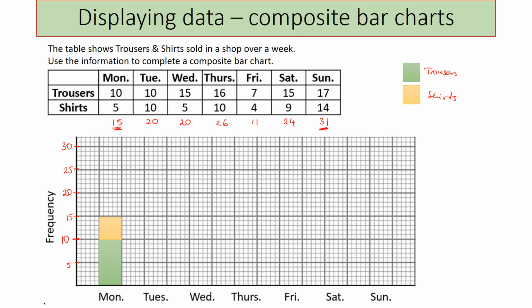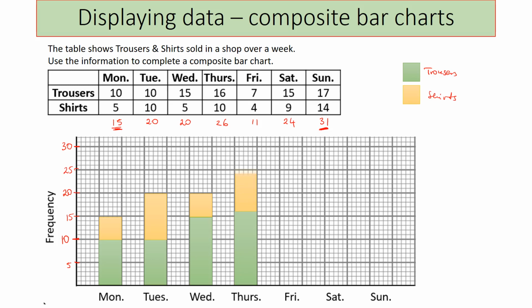For the next day, that's Tuesday, I need 10 again for trousers, and then 10 again for shirts. That means that the whole bar is going to go up to 20. Then for Wednesday, the bar for trousers goes up to 15, and then the part for shirts is 5, so that means that the whole bar goes up to 20. For Thursday, the part for trousers goes up to 16, and the part for shirts is 10, so that means that the whole bar needs to go up to 26.